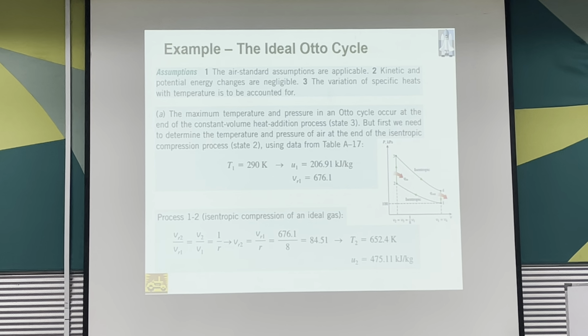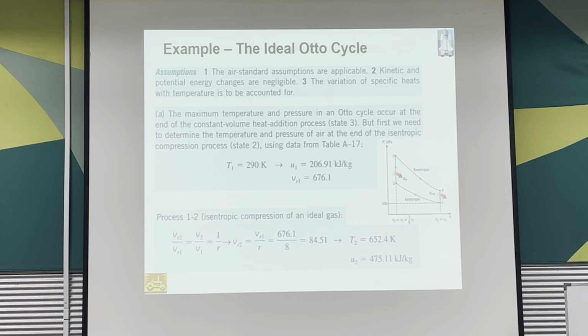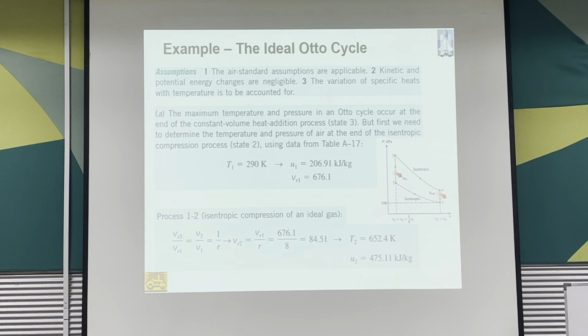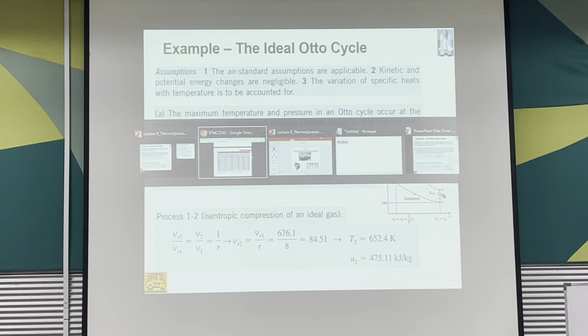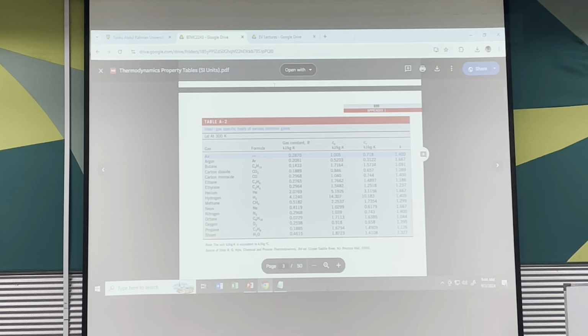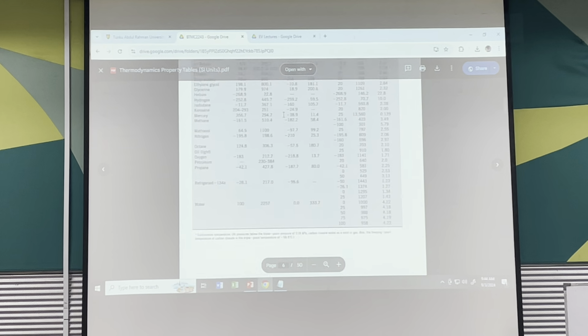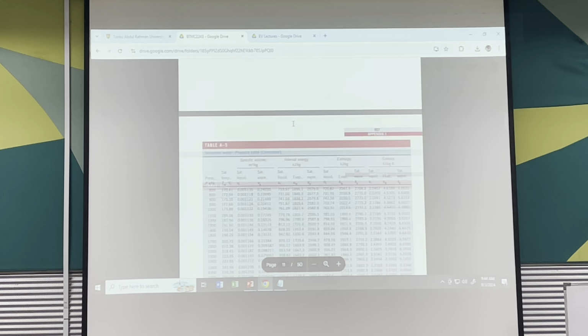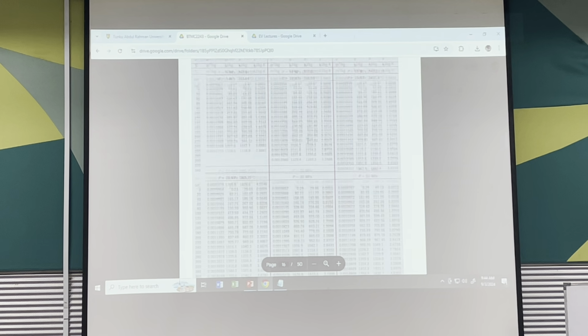For the variable specific heat method, one keyword you can remember: variable specific heat method is the table method, and constant specific heat method is the equation method. Meaning with constant specific heat, you can calculate everything based on equations. With variable specific heat, you need to use a table. You have seen this table some time ago, but we didn't focus on how to use it. So go to table A17.